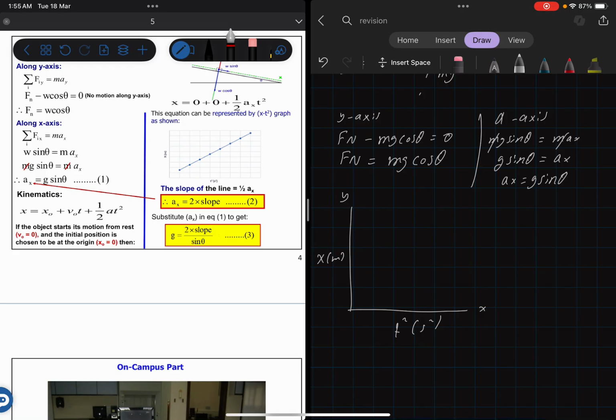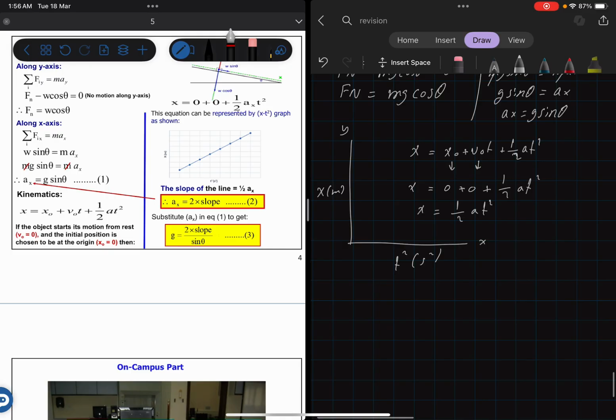So basically in kinematics we have this formula, x equals x naught plus v naught t plus half a t squared, and always x naught and v naught are 0. So we end up with x equals half a t squared.